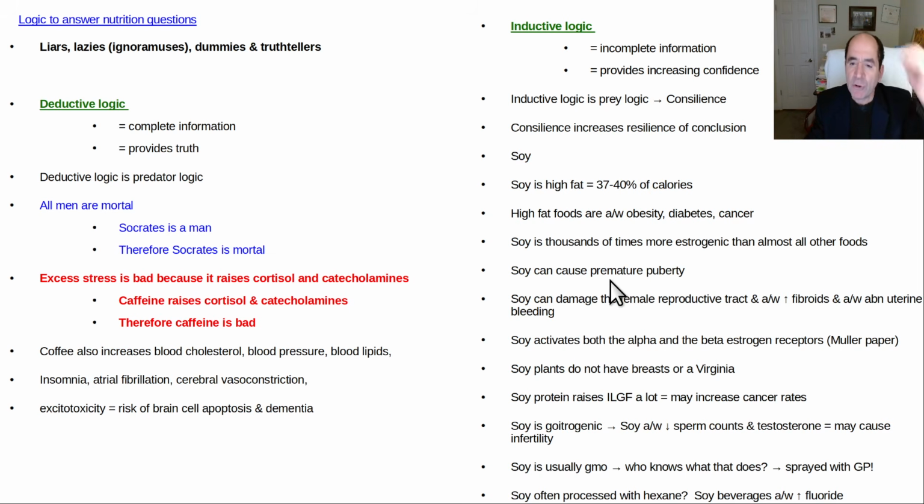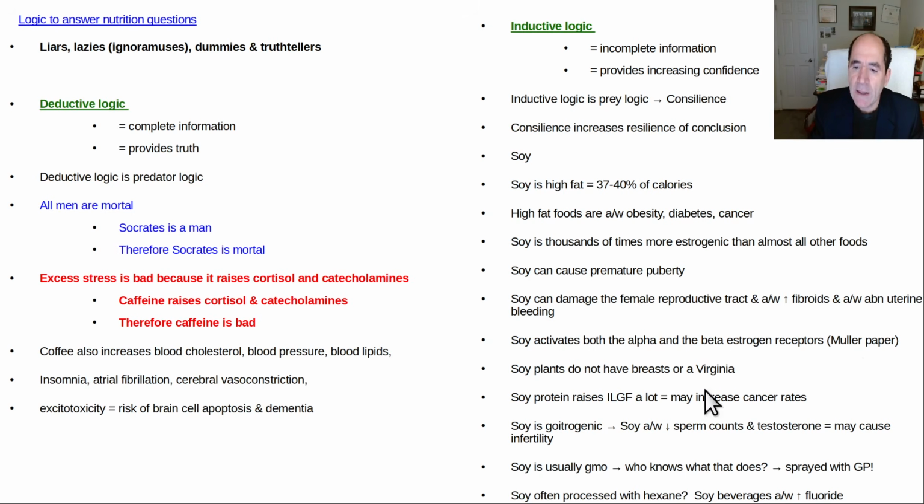It's been shown in papers to cause premature puberty, okay? It's been shown to activate both the alpha and the beta estrogen receptors. A lot of times they'll try to tell you it only activates the good estrogen receptor, not the bad estrogen receptor. Bullshit. The Stefan Muller paper showed it activated both of them about the same amount.